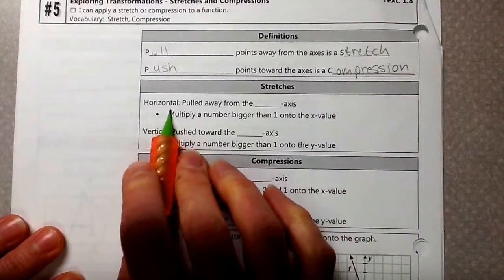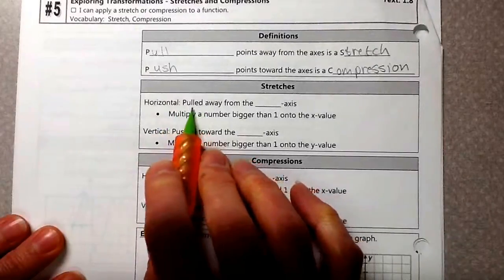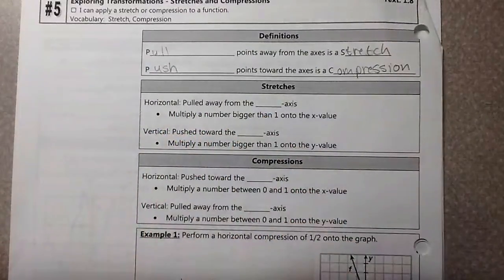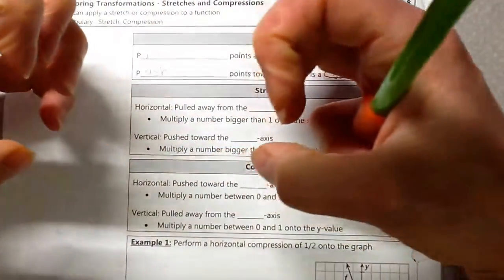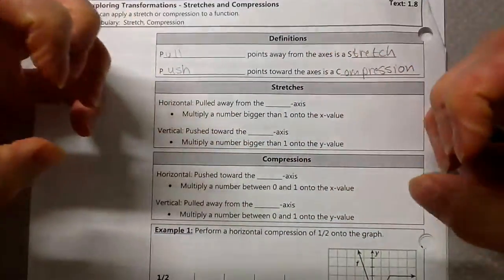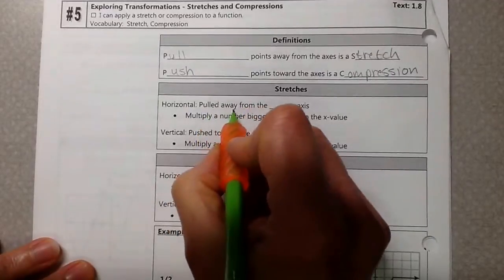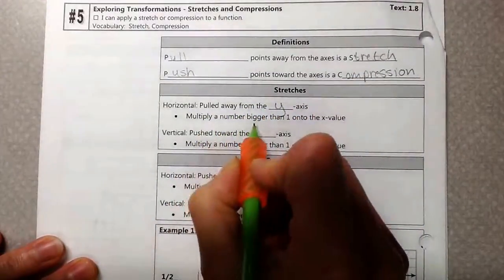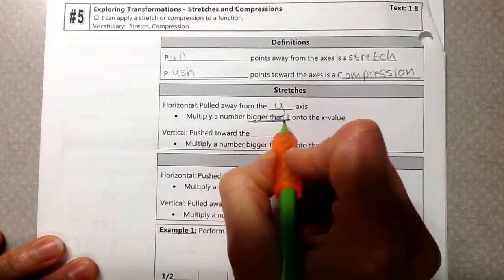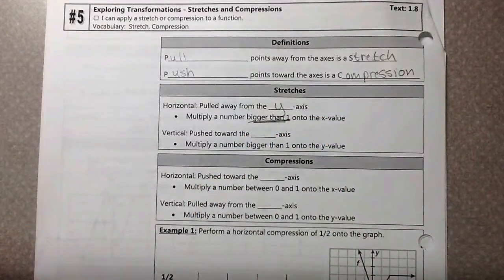Now, if I want to do a stretch, I'm going to pull points away. So horizontally, if I pull horizontally, horizontal is along the x-axis, that's going to pull points away from the y-axis. And I multiply by a number that is bigger than 1. If it's 1, it's not going to change it at all.